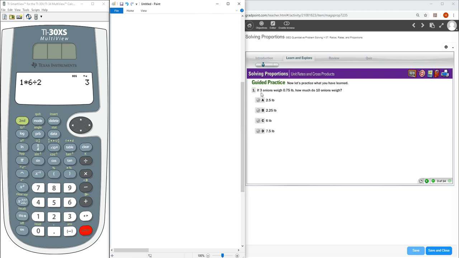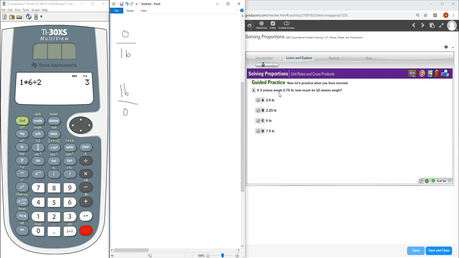Now getting back to our example, if 3 onions weigh 0.75 pounds, how much do 10 onions weigh? Well, we know 3 things, 1, 2, 3, and we don't know a fourth. We don't know how much. So let's write this out. We have onions and pounds. We can either do onions over pounds, or we can do pounds over onions. It'll work out the same way, and I'll illustrate that to you right now. That takes a lot of the guesswork out of it. So we have O for onions over LB for pounds, and LB for pounds over O for onions.